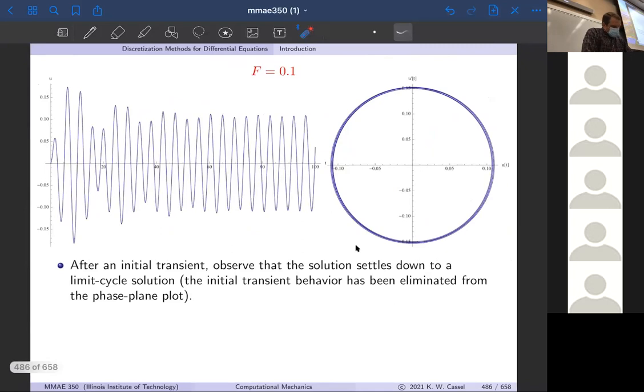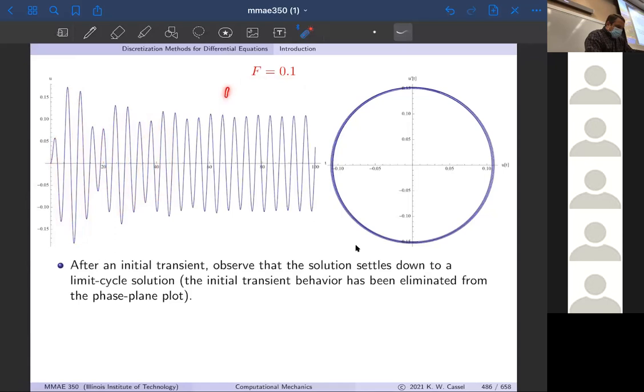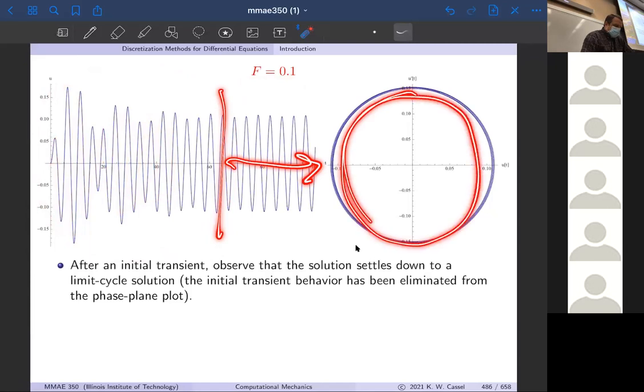Okay, well, that was oversold. So this is an F of 0.1. There's some initial transients where it's going up and down, but if you cut it off at about here and just look at how it's progressing forward in time, it looks like a limit cycle solution. And it is. If I don't include this part in my phase portrait and I just start it from here, I get typical limit cycle behavior.